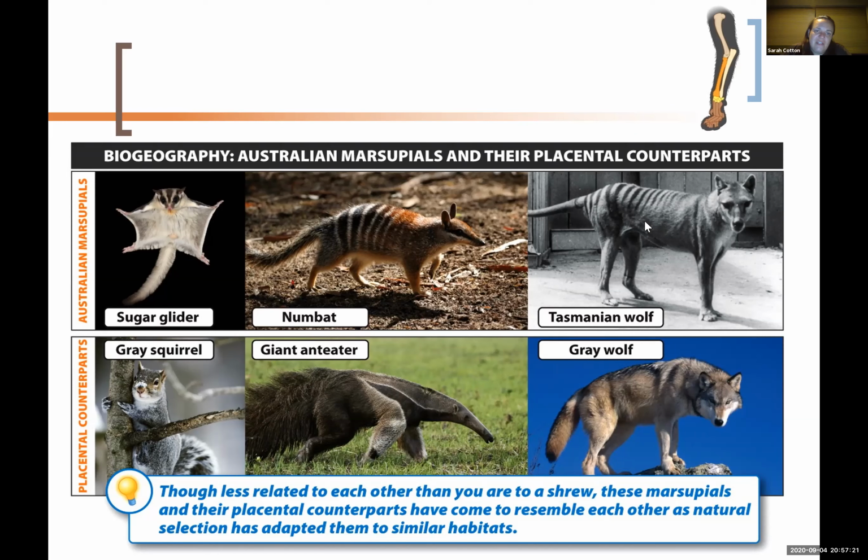But what's kind of interesting is that they had or still have marsupials that play similar roles to placental mammals in other places, right? So they've since gone extinct, but this is the picture of the last known Tasmanian wolf, which was a wolf-like thing that was a marsupial, right? And sugar gliders, you know, some people have them as pets. They're illegal in California, but that doesn't stop people. Sugar gliders serve the same kind of ecological role as a squirrel does, right?